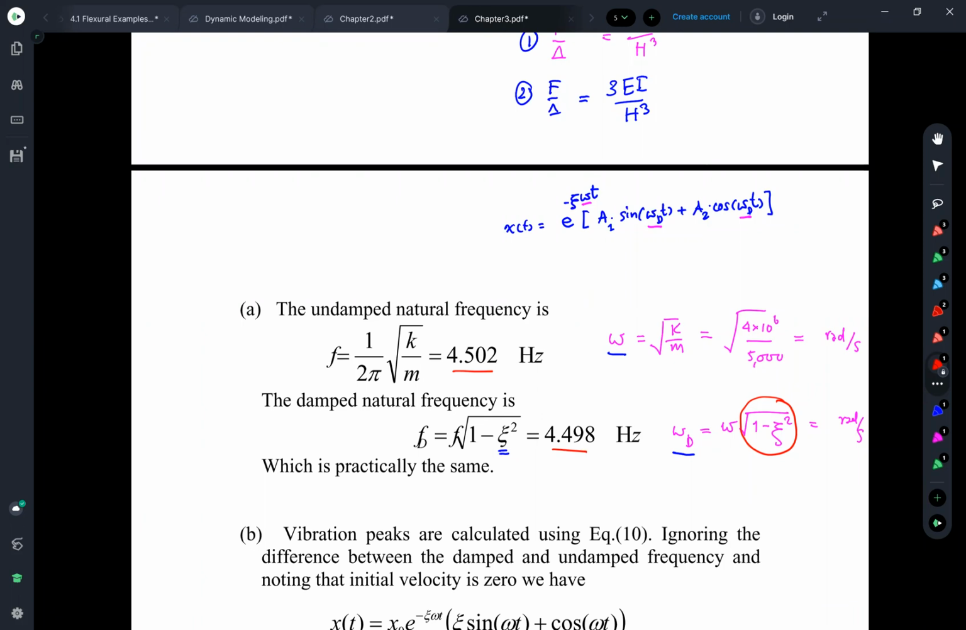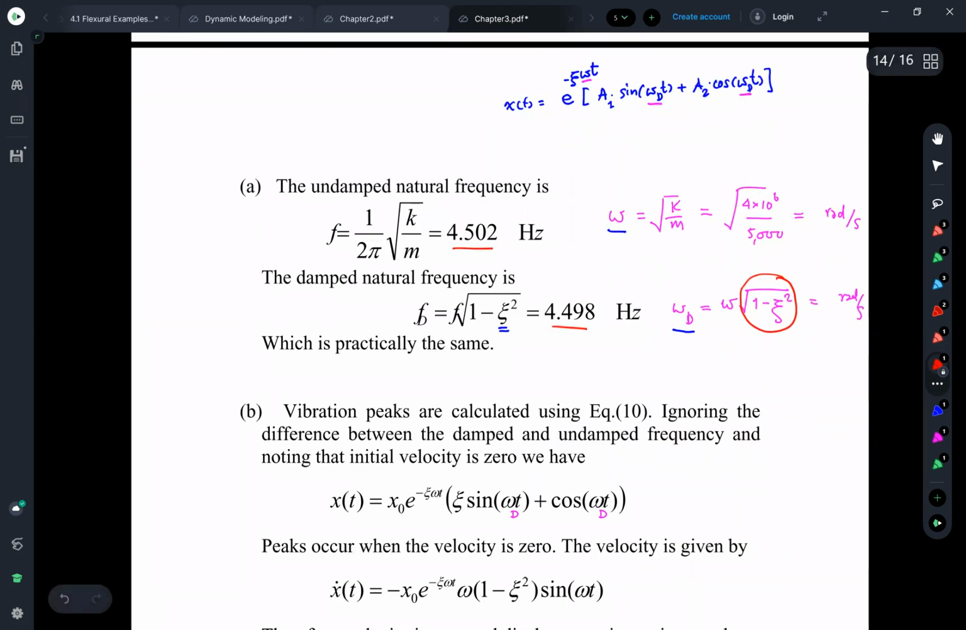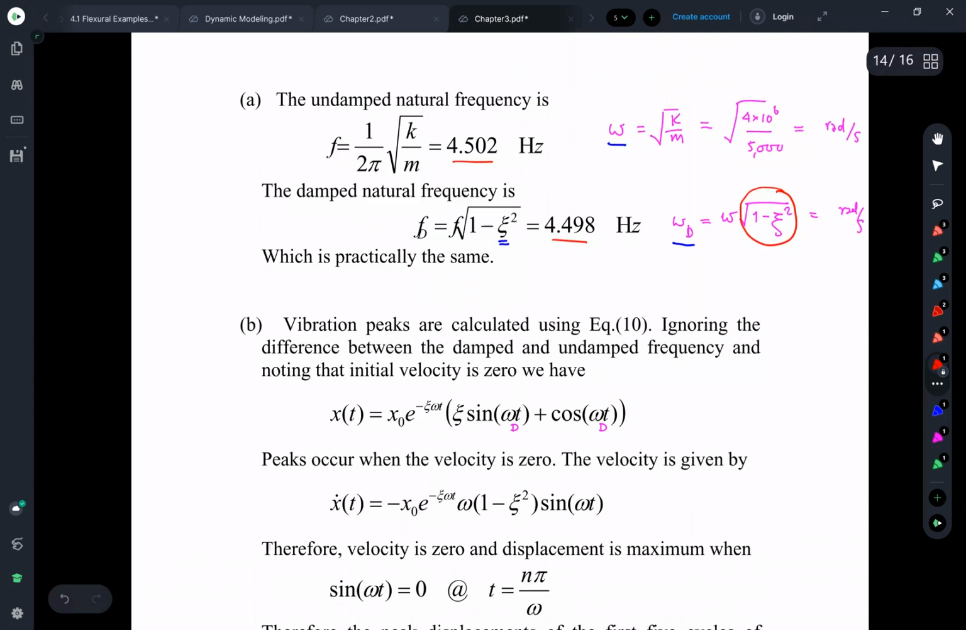Only about 4 in 500, less than 0.1%, something like this, right? Or maybe just 1% difference. Very small in terms of civil engineering application. This difference is too small. But mathematically, theoretically speaking, they are different quantities. So we calculate and show them like that.